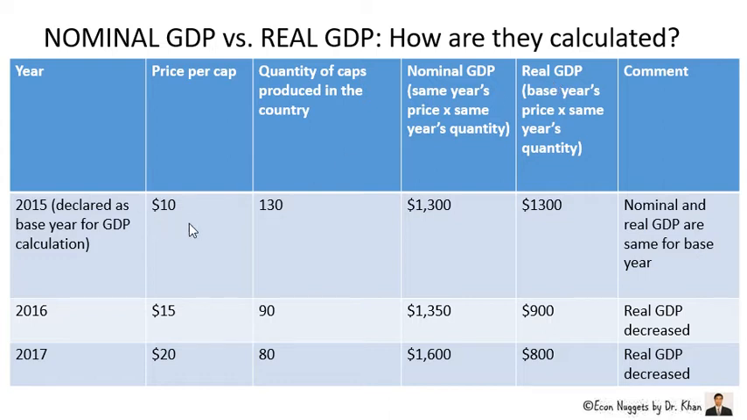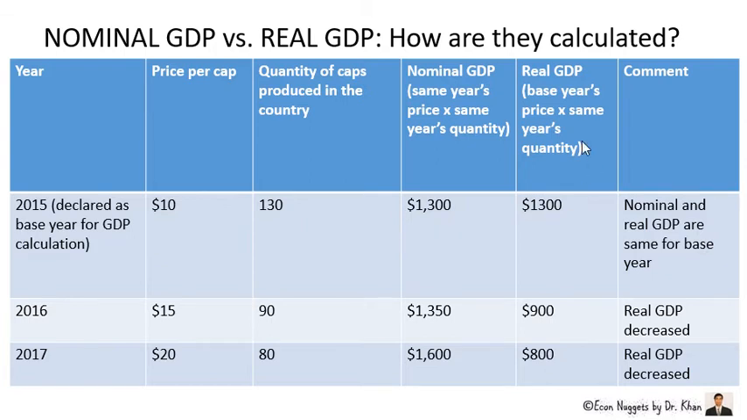So for 2015, the caps were $10 a piece and 130 pieces were produced. The nominal GDP formula is the same year's price, which is $10 a piece, and the same year's quantity. So the nominal GDP for 2015 of Econland would be $1,300, $10 times 130 pieces.